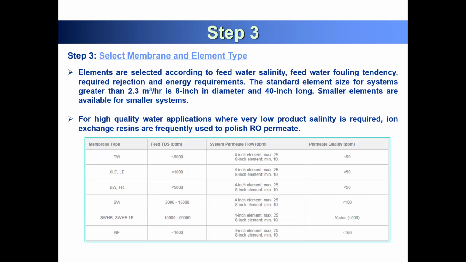So in your assignment, you don't have to design for 4 inch or 2.5 inch. You just go directly for 8 inch. You don't have to worry about the diameter, just go for 8 inch, which is the most commercially available standard membrane element. And for high quality water application where very low product salinity is required, ion exchange resins are frequently used to polish RO permeate.